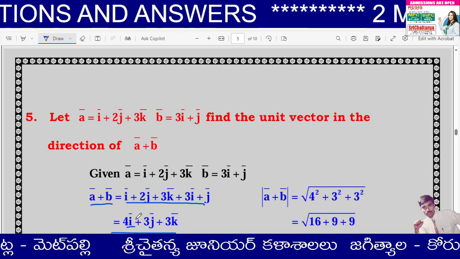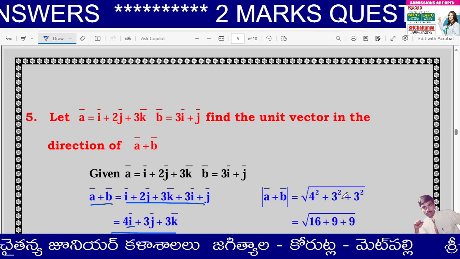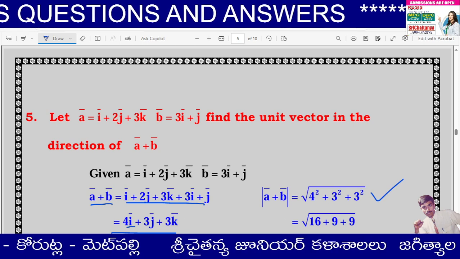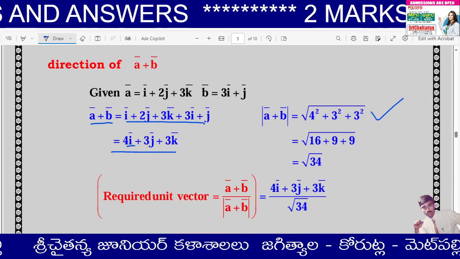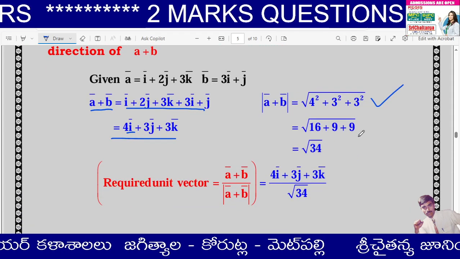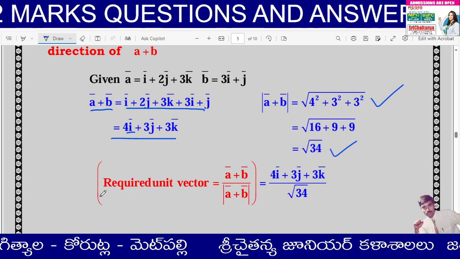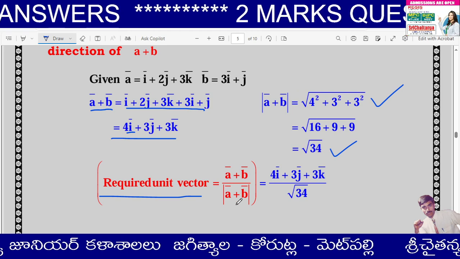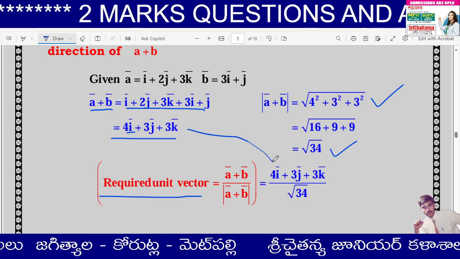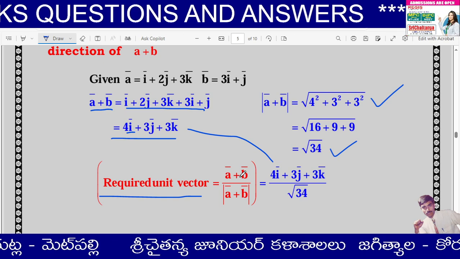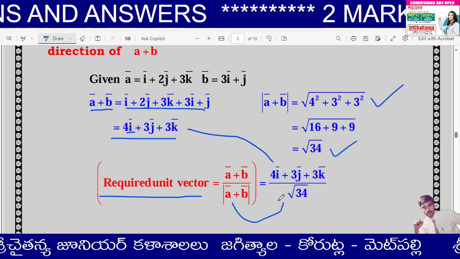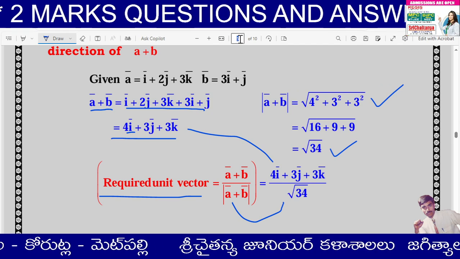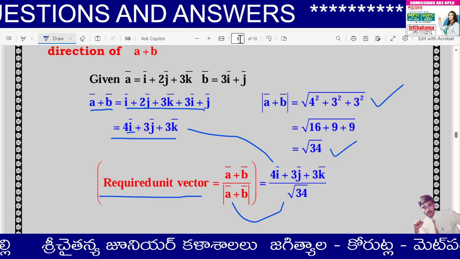Its magnitude: i coefficient 4, 4 square; j coefficient 3, 3 square; k coefficient 3, 3 square. Now 4 square means 16, 3 square means 9, 3 square means 9. So 16 plus 9 plus 9 equal to 34. Now the required vector formula is A plus B by magnitude of A plus B. A plus B value is 4i plus 3j plus 3k, and this magnitude is root 34. So the answer is 4i plus 3j plus 3k divided by root 34.